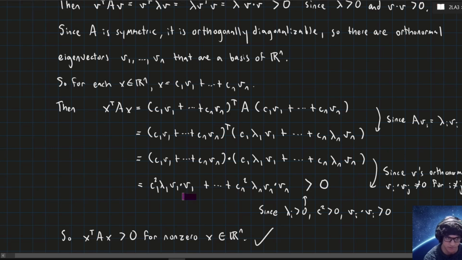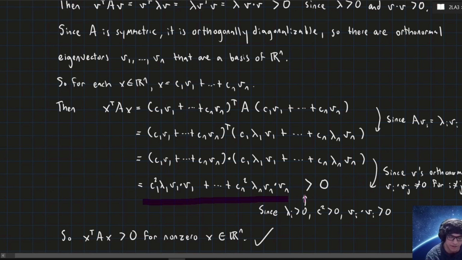So v1 dot v1 will remain, right? That's this dot this. And vn dot vn will remain. That would be this times this. And in the middle, there'll be c2 squared v2 dot v2, right? Okay, so I have this expression remaining, and I know the following.